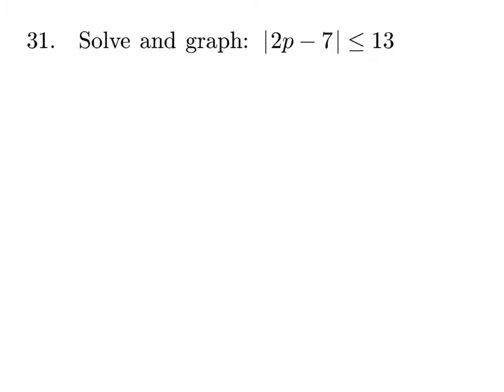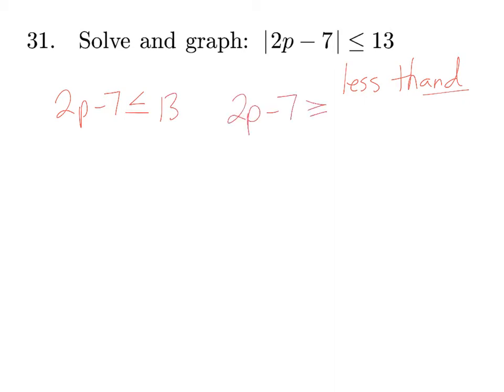Solving and graphing, all right, another absolute value inequality. This one says less than, so you want to think "and." It's just a trick to memorizing how you connect the inequalities. So I have 2p minus 7 is less than or equal to 13, and then I have the negative case. Right, and they're connected by an and.